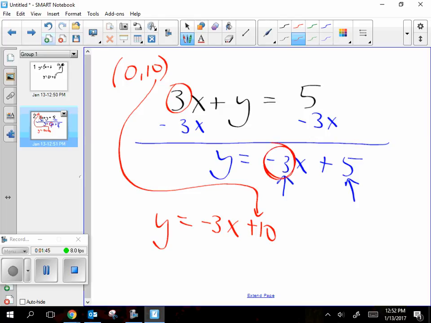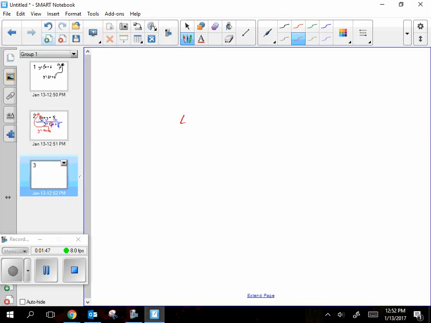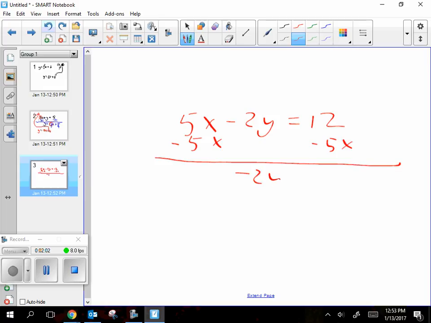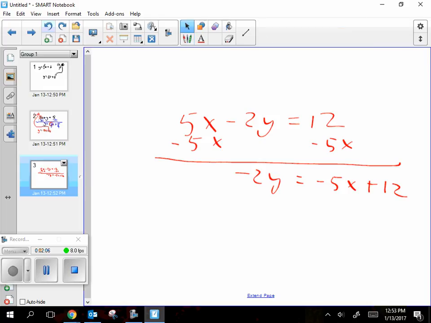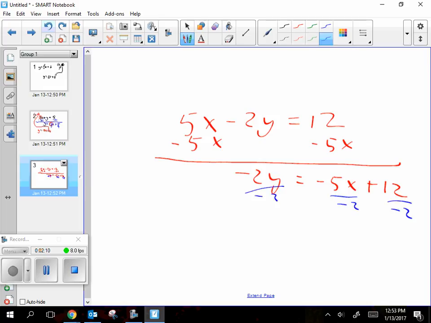All right, so here's one more that would be a little more complicated. 5x minus 2y equals 12. Totally not solved for y, and therefore I can't say the slope's negative 2. It's not. I'm going to solve this for y. And now I've got negative 2y equals negative 5x plus 12. Now to solve it for y, I'm going to divide by negative 2, here, here, and here.